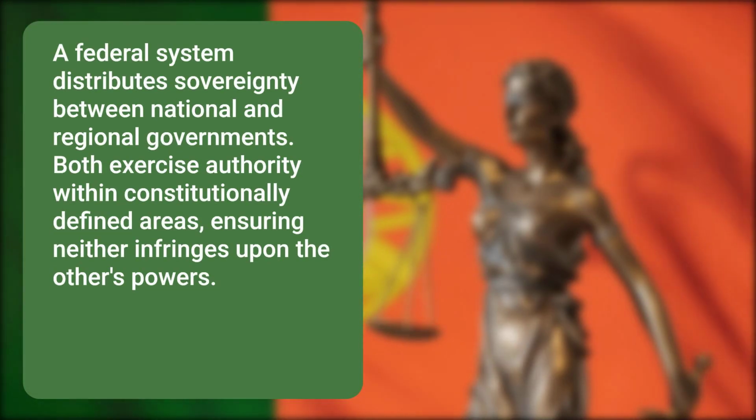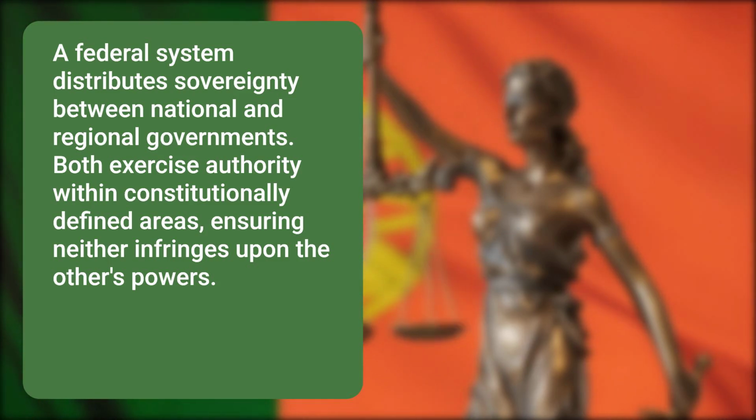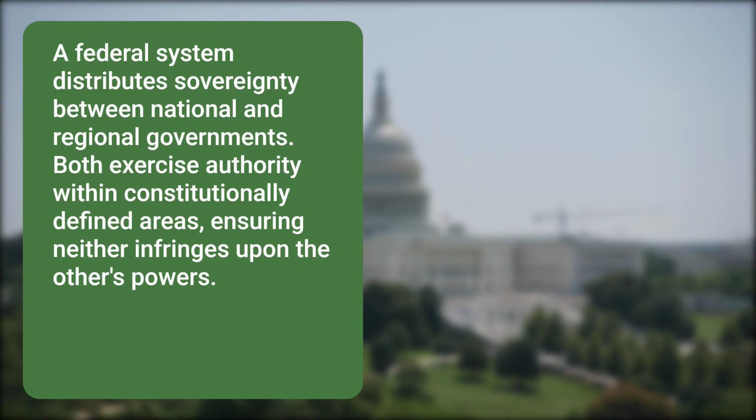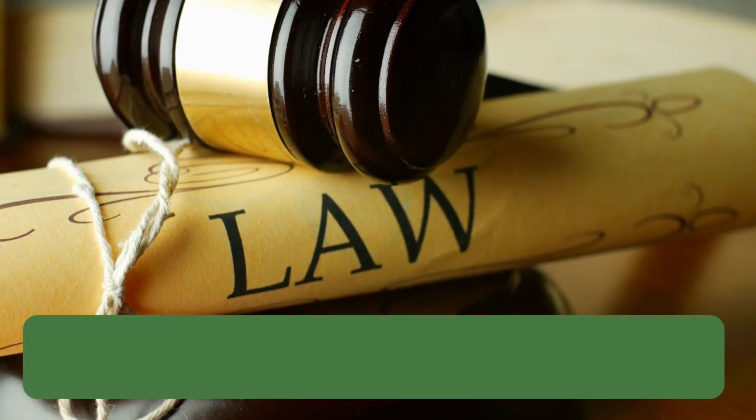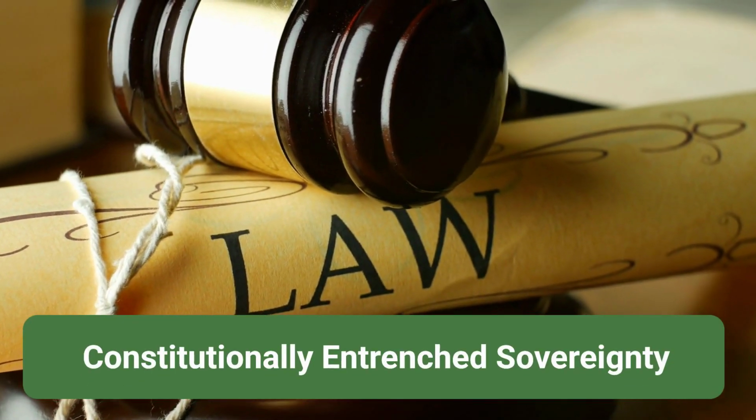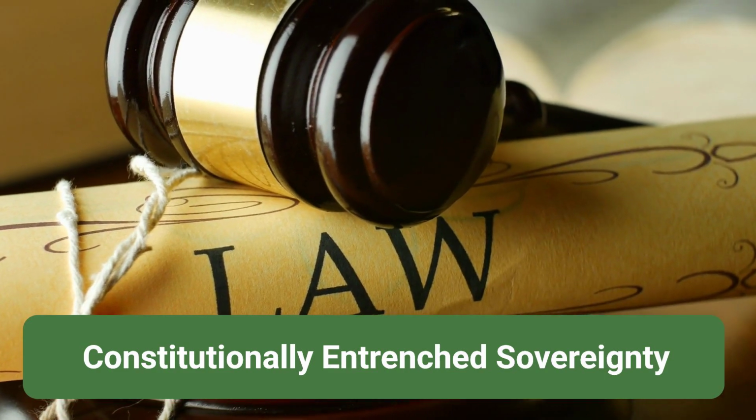Federal constitutions: shared sovereignty. A federal system distributes sovereignty between the national and regional governments, both of which exercise authority within their constitutionally defined areas. This model ensures that neither the central nor the subnational entities can unilaterally infringe upon the other's powers. Key features: sovereignty is constitutionally entrenched, meaning that it cannot be altered without a formal amendment.